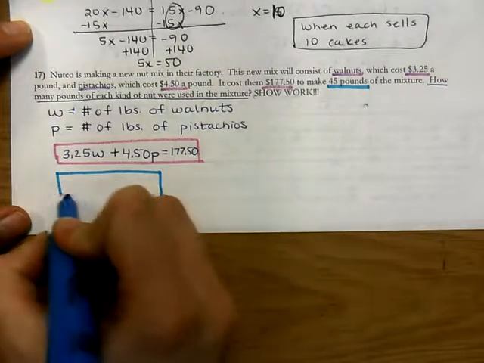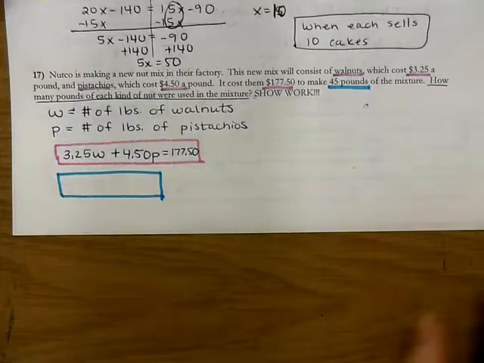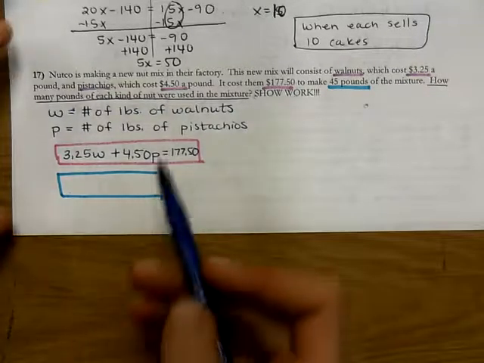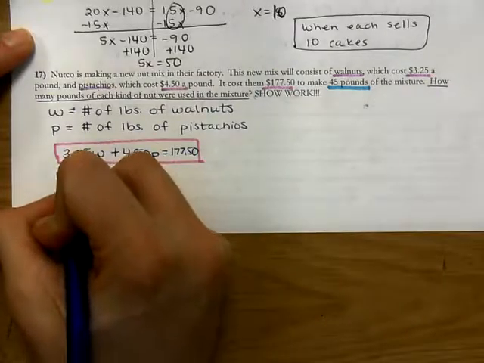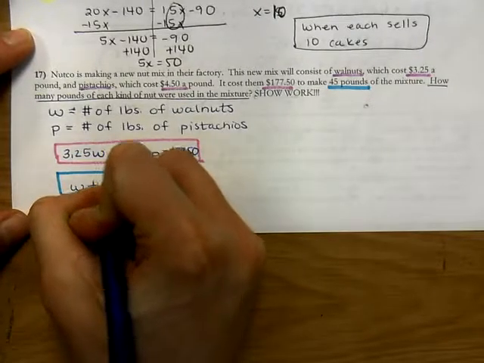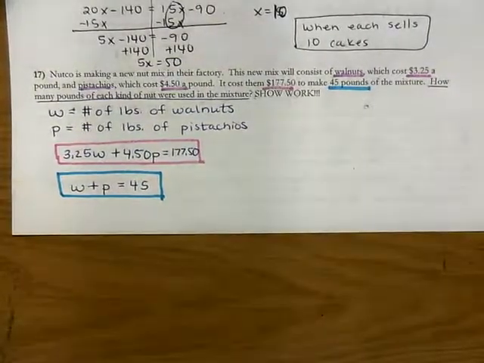So that'll be what I box in blue. There's a total of 45 pounds of the mixture. That means if I combine the number of pounds of pistachios and the walnuts, that'll be a total of 45. So that'll be W plus P equals 45.